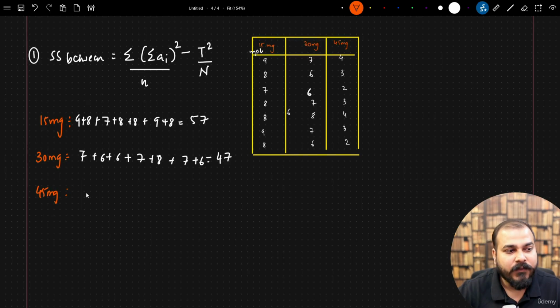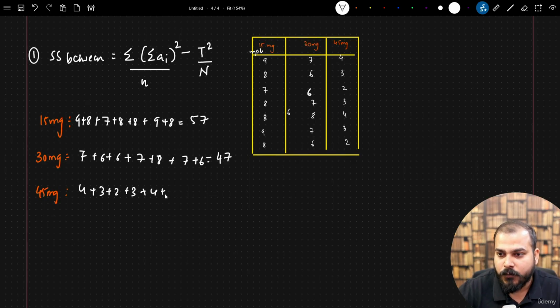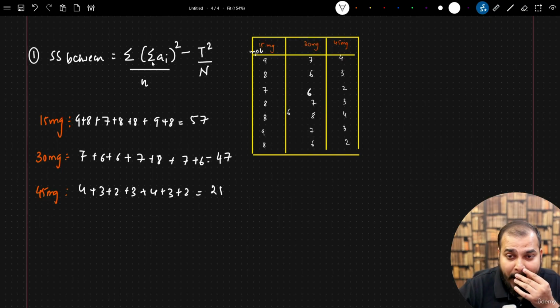And then with respect to 45 mg, I basically have 4 plus 3 plus 2 plus 3 plus 4 plus 3 plus 2. So this is nothing but 21. This is how I have calculated the summation of A_i. In short, I've just done the summation of all the sample values.